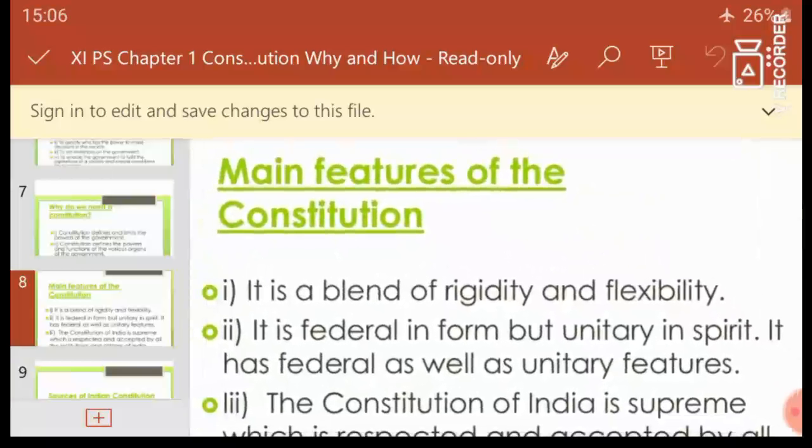Now we are moving to the next particular feature of the Indian Constitution, that is that it is federal in form but unitary in spirit. What does it mean? Children, the Indian Constitution is federal in form. The word federal directly refers to a group of various small units.